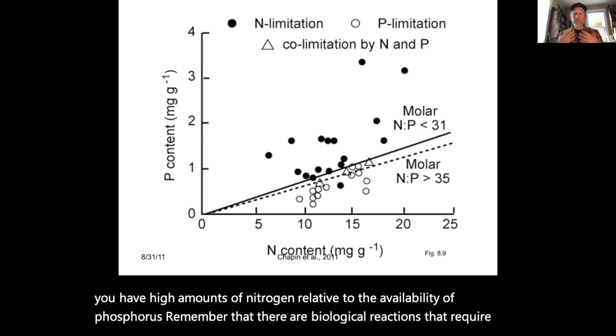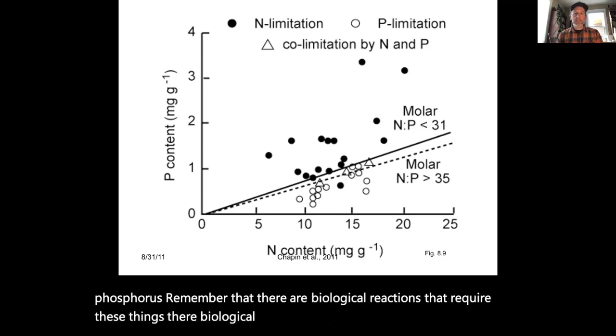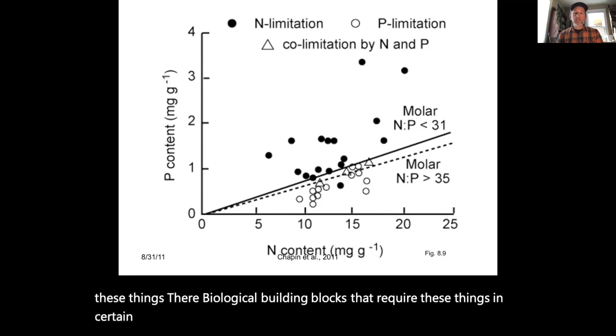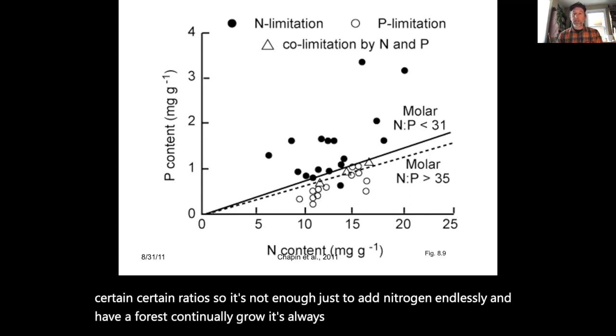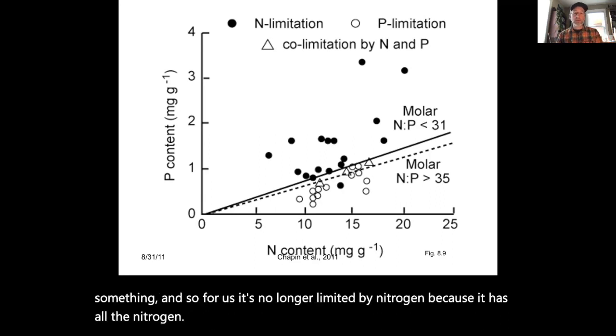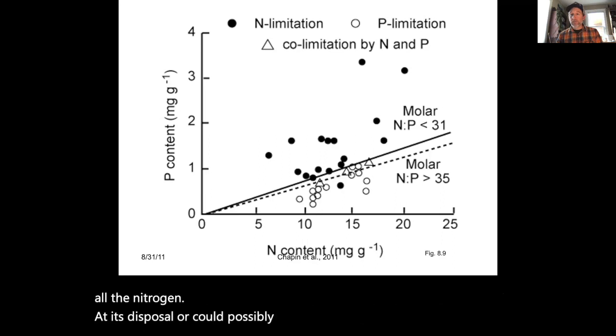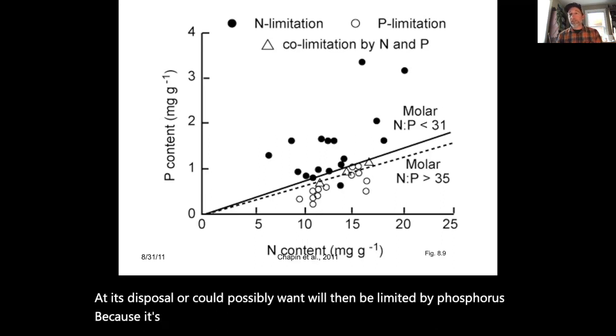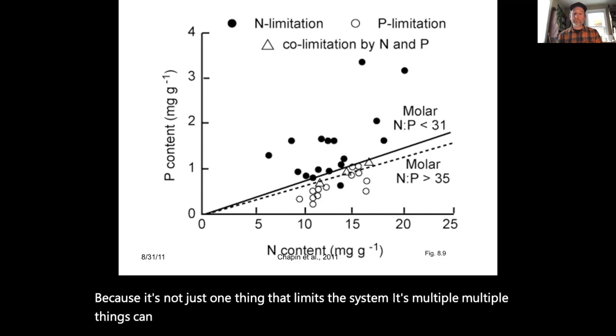There are biological building blocks that require these things in certain ratios. So it's not enough just to add nitrogen endlessly and have a forest continually grow. It's always going to be limited by something. And so a forest that's no longer limited by nitrogen because it has all the nitrogen at its disposal it could possibly want will then be limited by phosphorus, because it's not just one thing that limits a system, multiple things can limit a system at the same time.